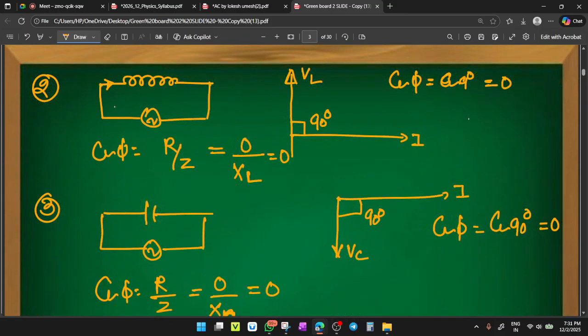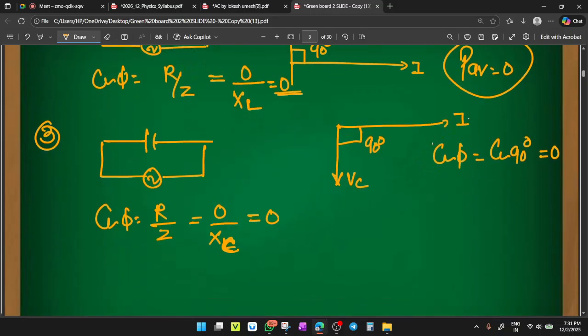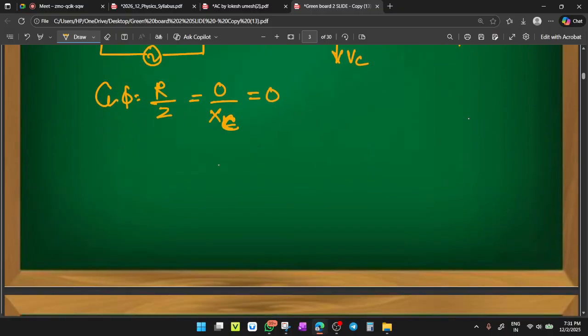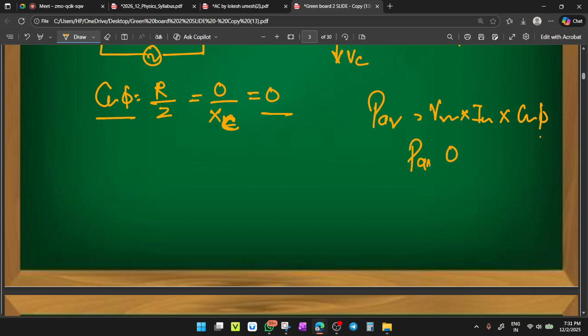Then here average power will be equal to 0 because cos phi equals to 0. So average power for a complete cycle will be 0 for a pure inductive circuit. Once again, for the capacitor, cos phi equals to 0. This means average power equals to Vrms into Irms into cos phi, but cos phi here equals to 0 as phi equals to 90 degree. So average power in the pure capacitor is also equal to 0.